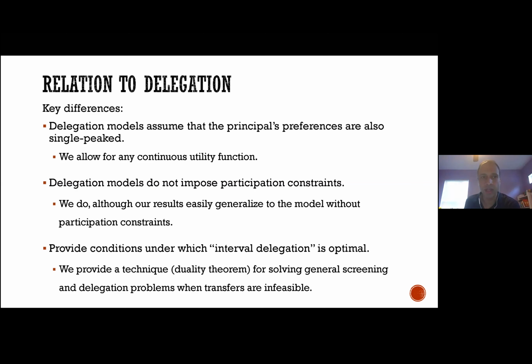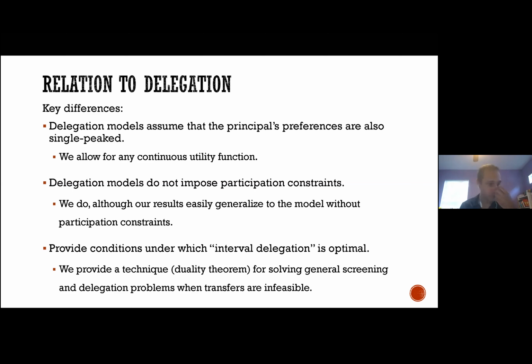So it seems like the IC constraints and the IR constraints look the same in your model and the delegation model. Yeah, if you were to assume that the utility function of the principal is also single peaked, and there are IR constraints, but that will be in the objective function, I think, right? Yes, the objective of the principal. Yes, they would be the same. If you were to impose the IR constraints, they would be exactly the same.